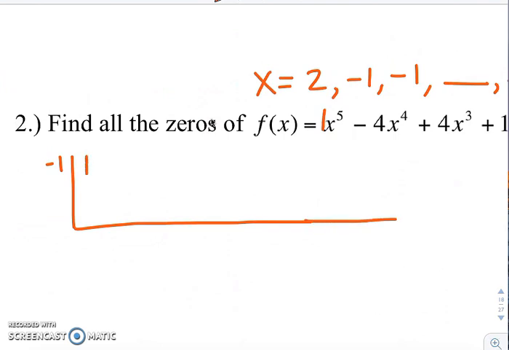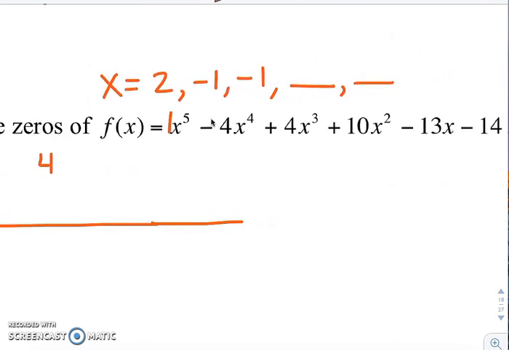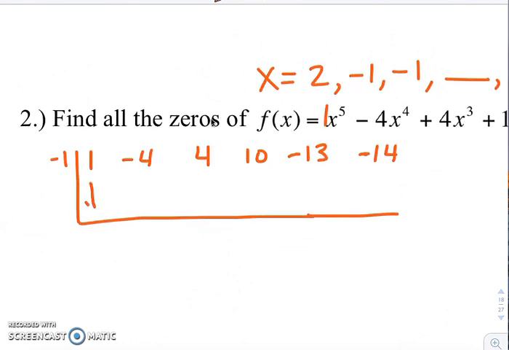So 1, negative 4, positive 4, 10, negative 13, and negative 14. So we'll drop down that first number and then multiply and add and multiply and add and hope that when we are done, we get no remainder, or a remainder of 0.